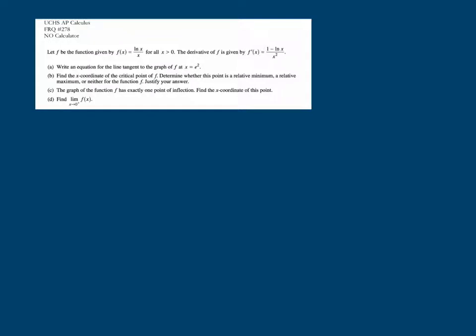Part C says the graph of the function has exactly 1 point of inflection. Find the x-coordinate of this point.